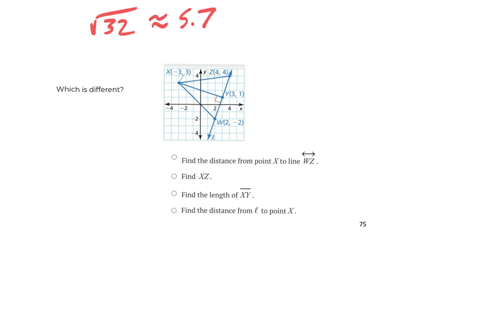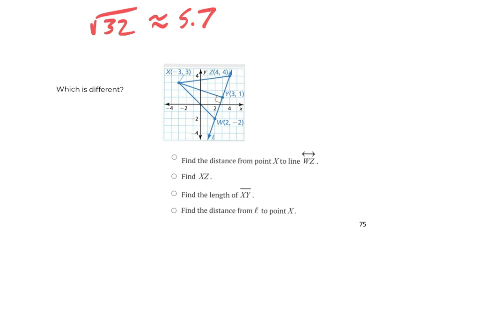These are going to both be a little bit longer to get to, okay? So distance from X to YZ is the same as the length of XY, which is also the distance from line L to point X. And we say line L because there it is, right? Line L to X, that's the shortest distance. So the one that we don't want is XZ, because XZ is this distance right here. That's the one that's longer.